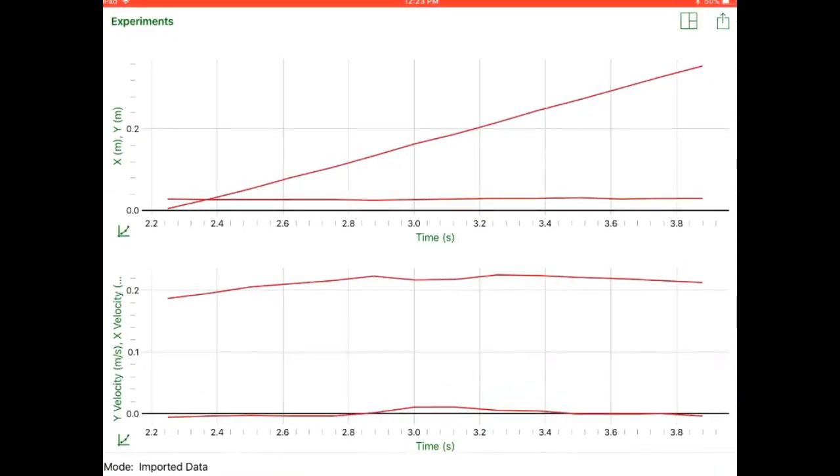So now we've exported all of our data to graphical analysis, and you should have these two graphs showing up right now. Let's just focus on the top graph right now to make it simple. You notice the issue is there's actually two sets of data in this graph, and we only want one.